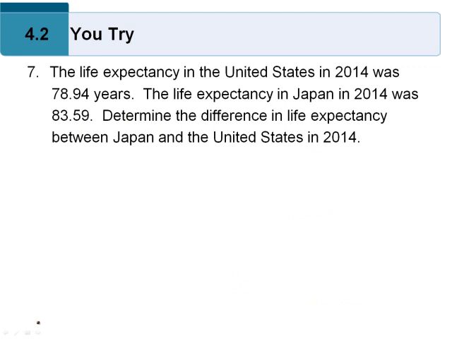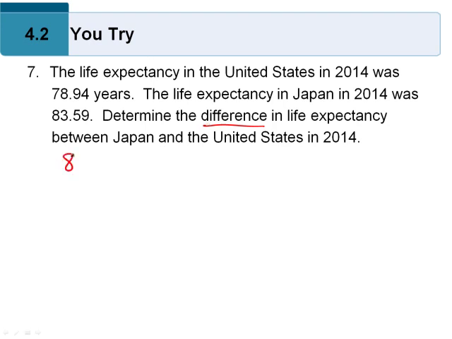All right? Now, let's see. Here's some application problems. The life expectancy in the United States in 2014 was 78.94 years. The life expectancy in Japan in 2014 was 83.59. We should all move to Japan. Determine the difference in life expectancy between Japan and the United States in 2014. Okay, so the key word here, difference. All right, so they want us to find the difference between Japan and the U.S.